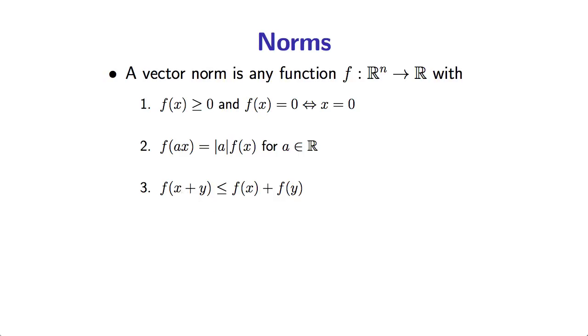First of all, f of x, for any norm, is always greater than or equal to 0, and it is equal to 0 if and only if x equals 0. These two properties are called positivity and definiteness.